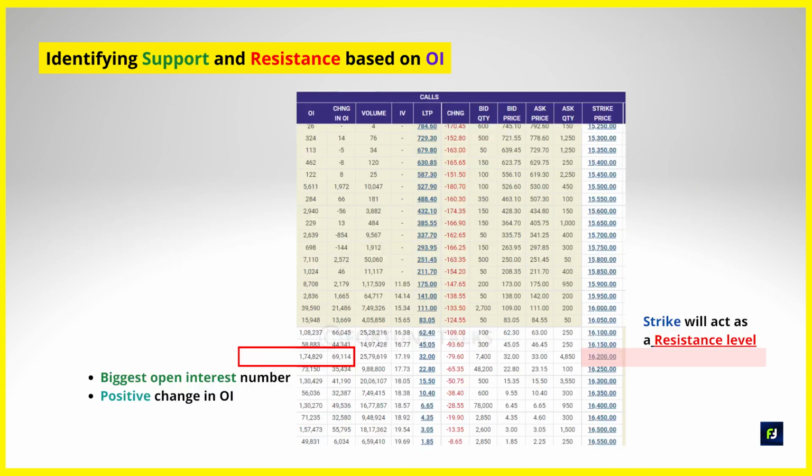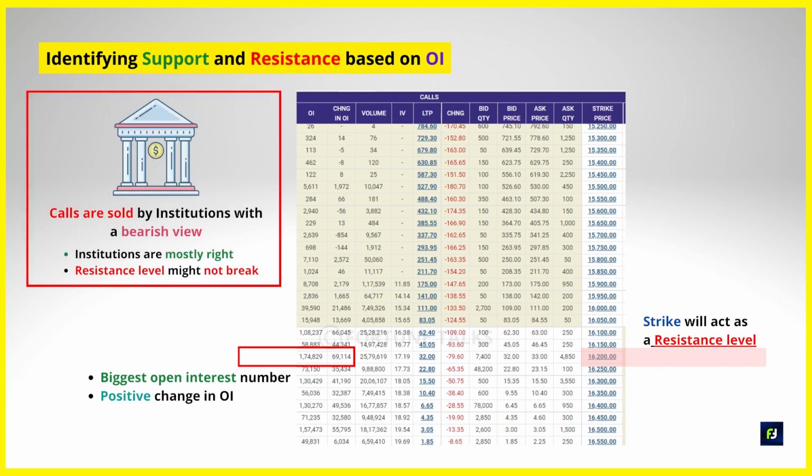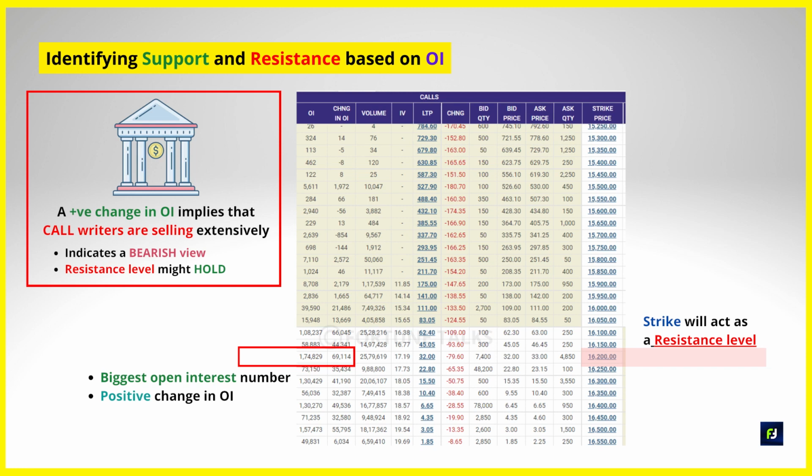Now, when it comes to the call side, the strike which has the biggest open interest number and a positive change in open interest can act as a resistance level. Similar to the previous case, here also we assume that the open interest is created by the sellers of the call option, and they have the view that the price will not move above a particular strike level, which will resist the prices. Most often they are right and there is a high probability that the level will not be crossed. On top of that, a positive change in open interest implies that the call writers are selling extensively because they feel that the stock will not rise above the respective resistance level.